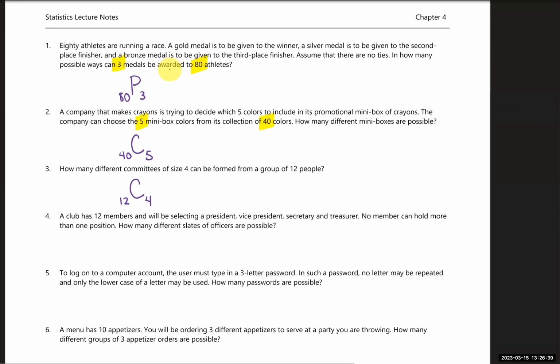All right, as opposed to number 4, a club with 12 members, they're going to select a president, a vice president, a secretary, and a treasurer. No person can hold more than one office. So in this case, we are definitely talking about putting people in a position. So becoming president would be very different than becoming vice president. So the order of placement here is going to be taken into consideration when we count possibilities. So this would be a permutation from 12 people. We would be picking 4 people to put in those 4 positions.